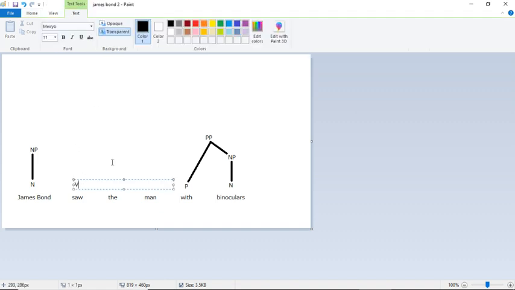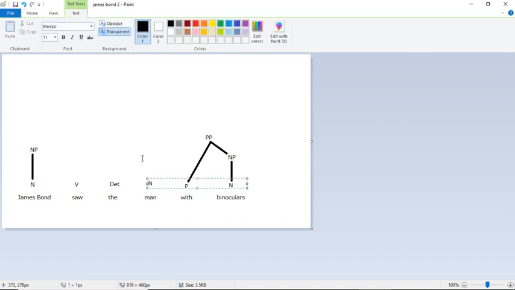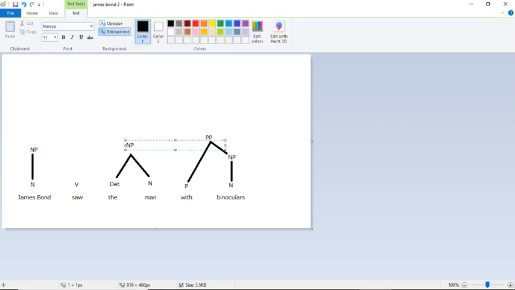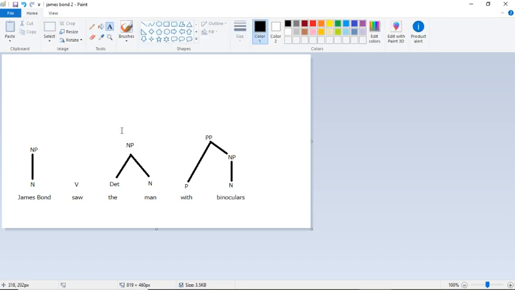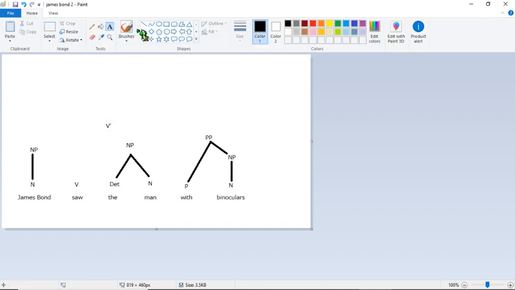So let's get my verb in there, my determiner, and man. So my determiner and noun will be my noun phrase. Like so. Okay, so now there's something tricky. I'm just going to go ahead and make this V-bar, and I'll explain why that is in a second. Okay, because basically now I need to attach this prepositional phrase to something.